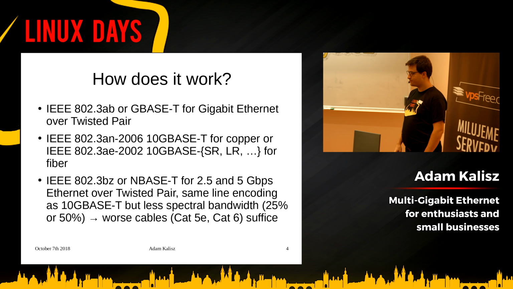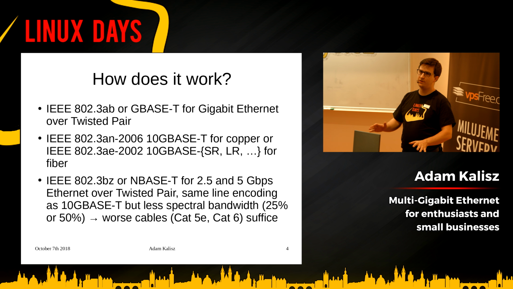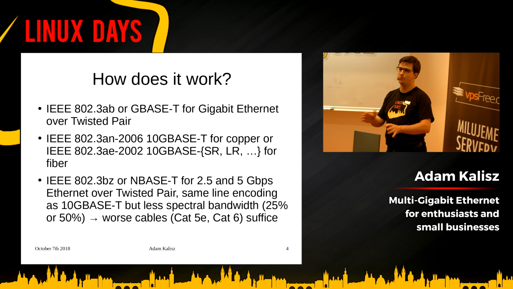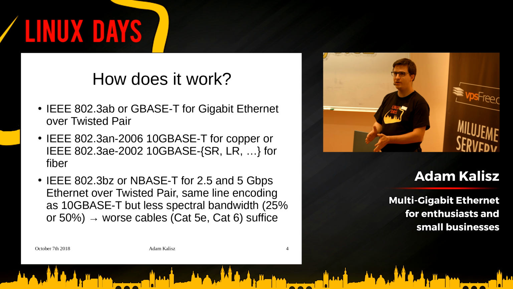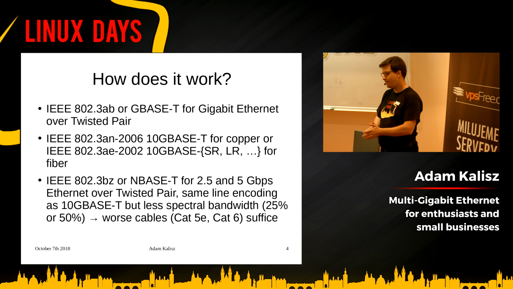So how does it work? Since the 2000s, we have 1 gigabit Ethernet, so it's almost 20 years old nowadays. Then 3 to 7 years later, depending on what standard, we got 10 gigabit Ethernet, which has a different line encoding if used on copper to be more efficient.